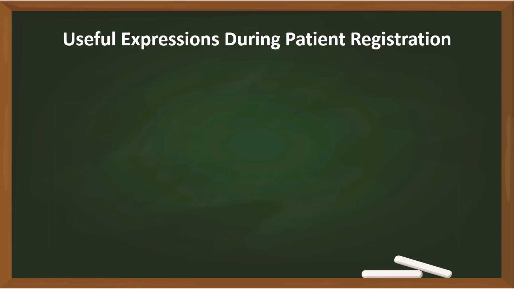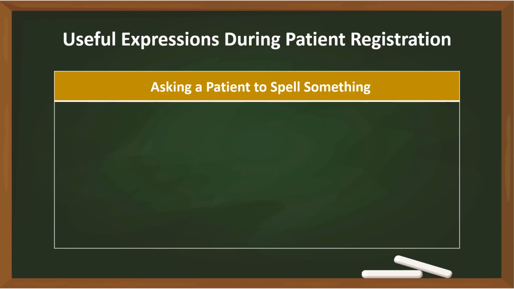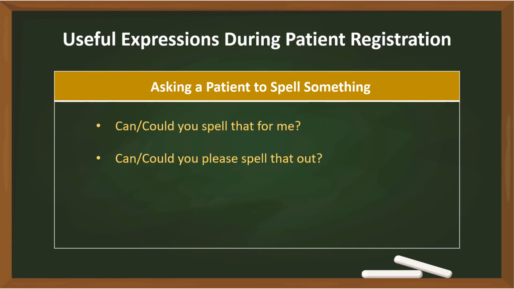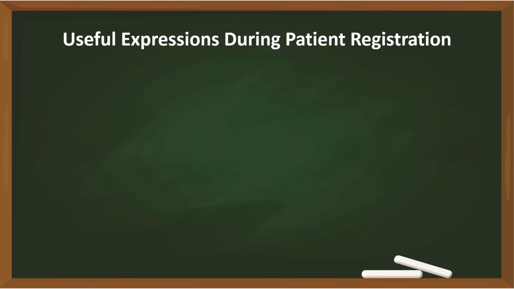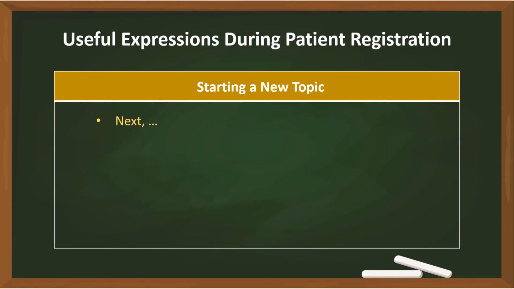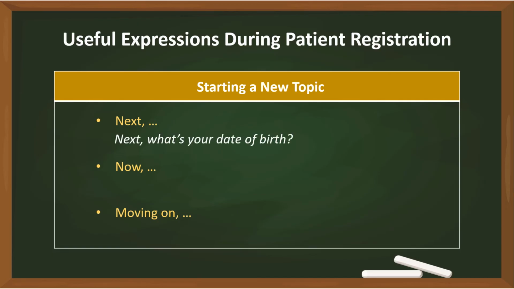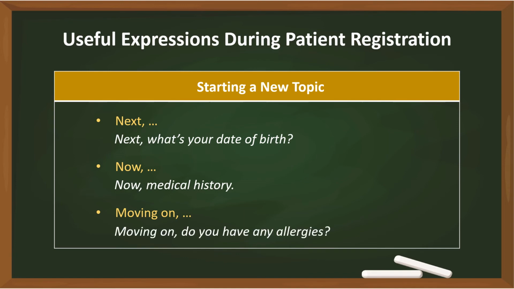We can say any of the following to ask a patient to spell something. Can you spell that for me? Could you please spell that out? Can you spell your spouse's first name, please? Finally, we can use expressions like next, now, and moving on to start a new topic. For instance, next, what's your date of birth? Now, medical history. Moving on, do you have any allergies?